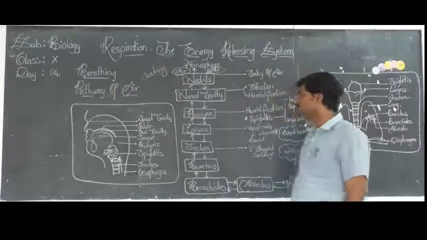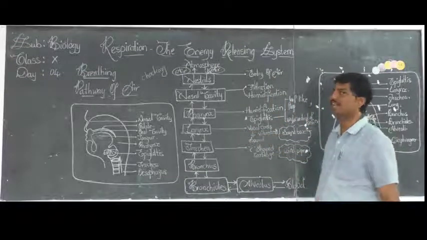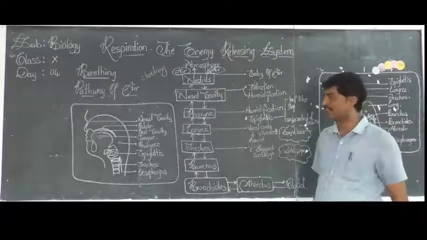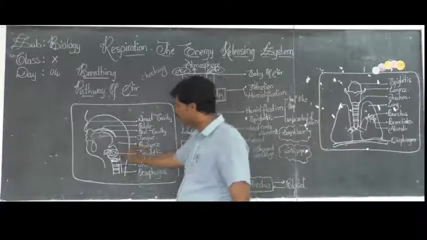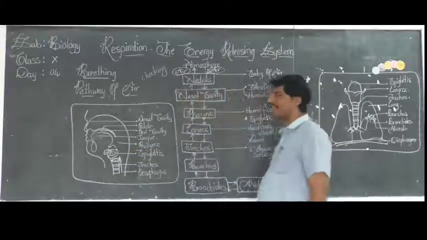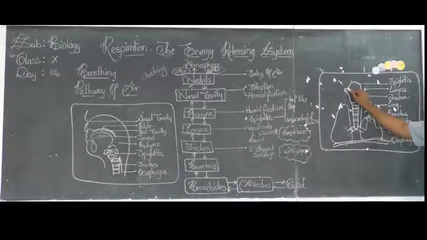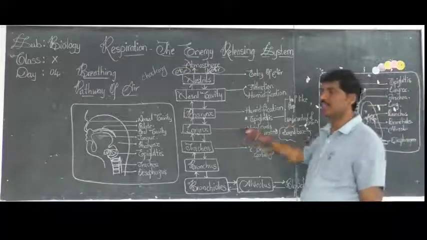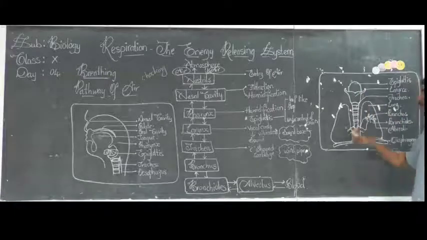Clear? Right. So, now this epiglottis prevents the entry of food particles into the trachea. Now, from the pharynx, the first part of the trachea is called the larynx. You can look here. This is the first part of the trachea. So this is called the larynx. Now the air from the pharynx is entering into the first portion of the windpipe, which is called the larynx.